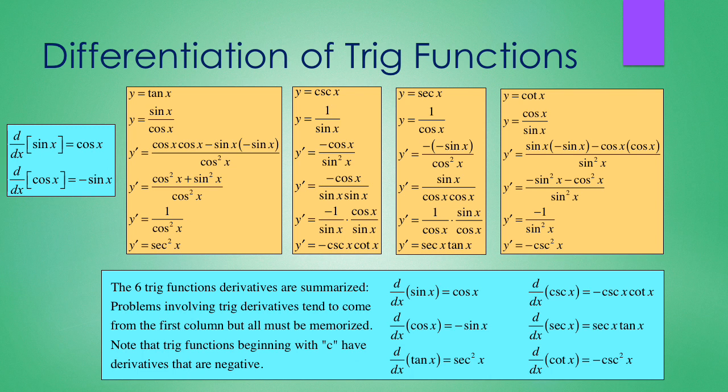The derivative of cosecant x is negative cosecant x cotangent of x. The derivative of secant x is secant x tangent of x. And the derivative of cotangent of x is negative cosecant squared of x. Note that trig functions that begin with the letter c have derivatives that are negative.